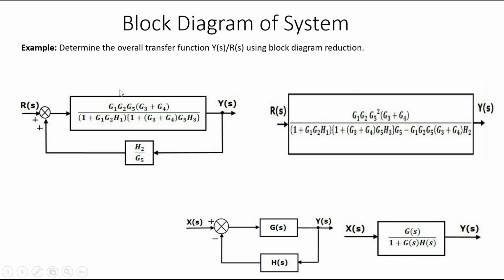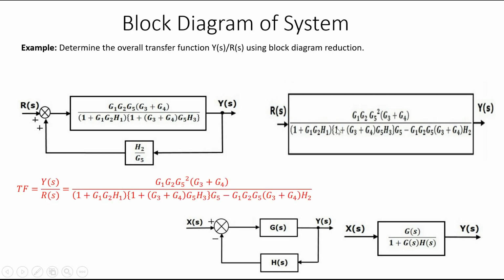The equation is G(s) divided by 1, and since this is positive here, we have to take minus, 1 minus this term into H2 by G5. We can make this as here. So this is the transfer function. Now it is a single block, so we can directly write the transfer function, this whole term.